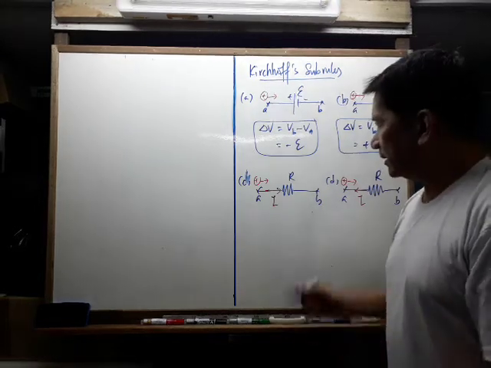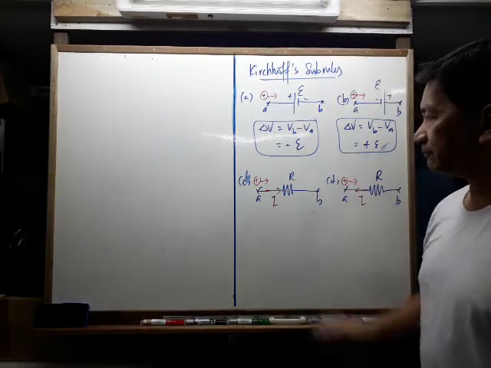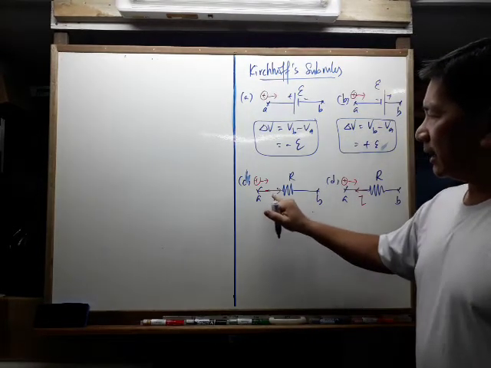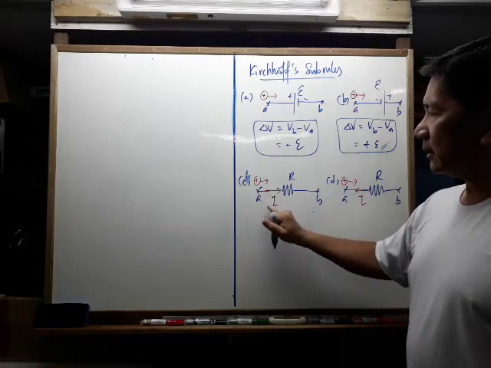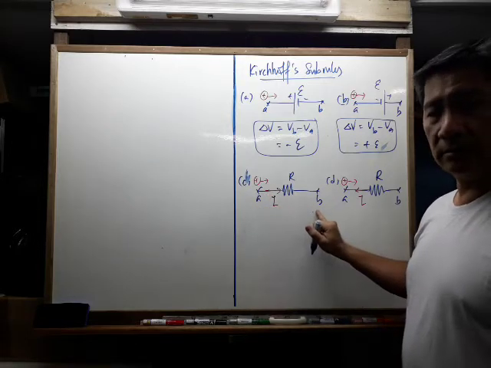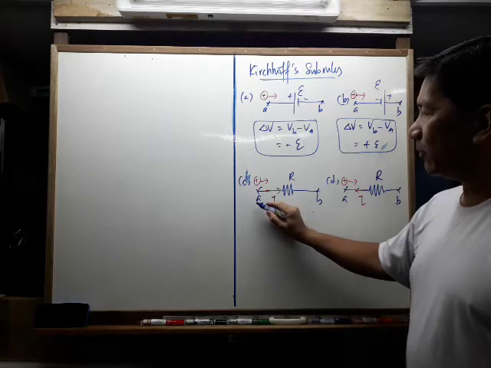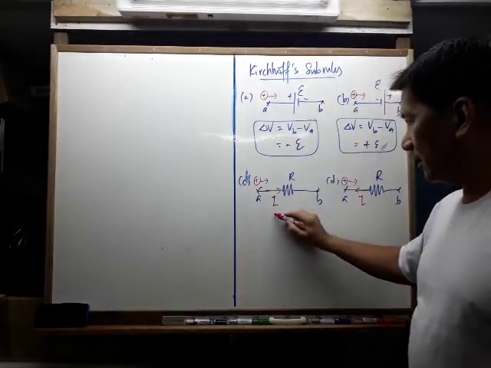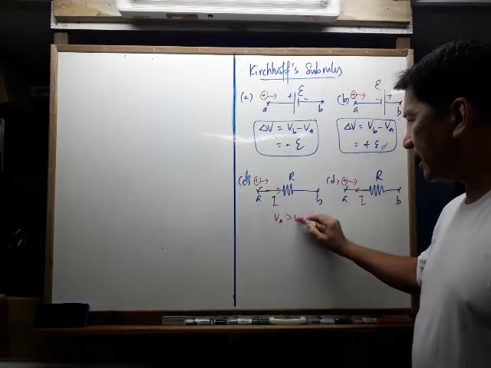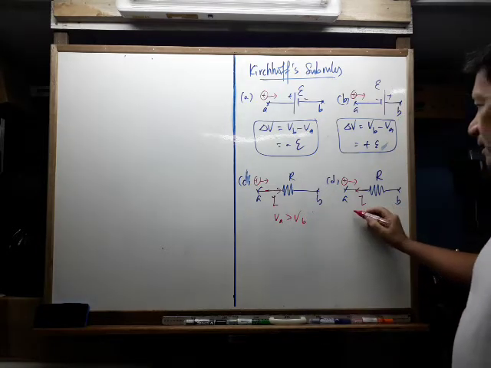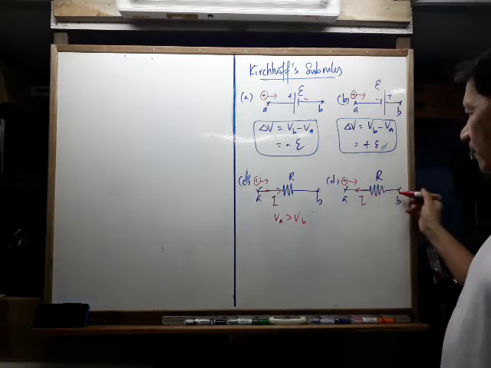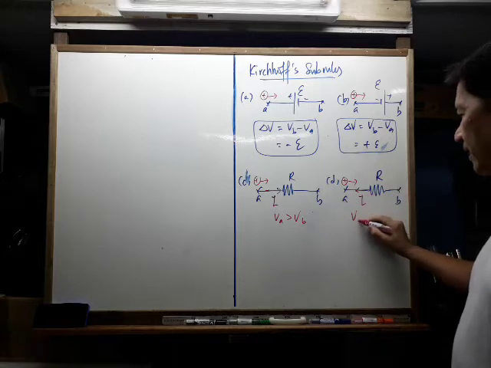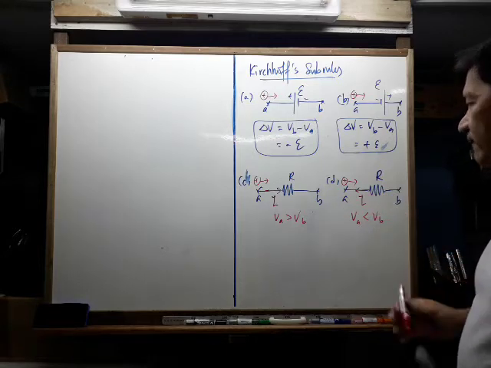Okay, and then the next one is C. You look at how I label the current I. Current flowing from A to B means potential at A is higher than B. In this case, it is the opposite because current flows from B to A. So you have VA smaller than VB.